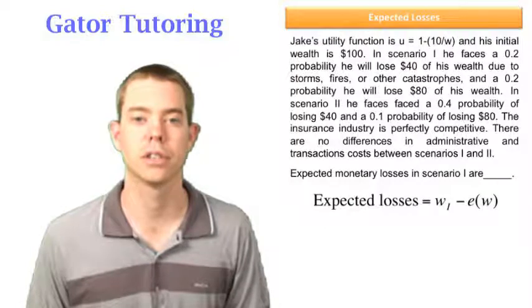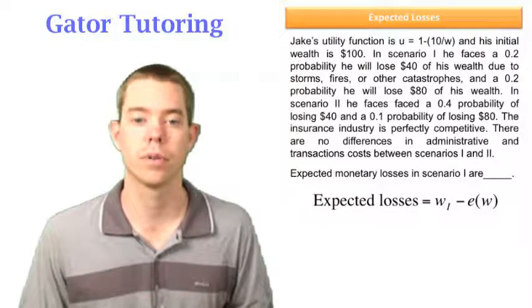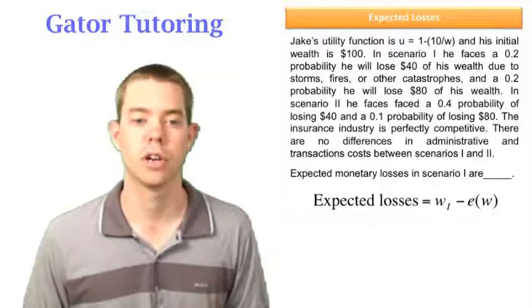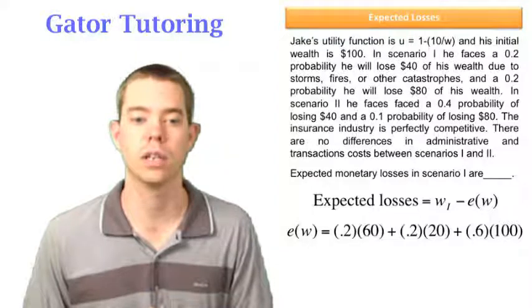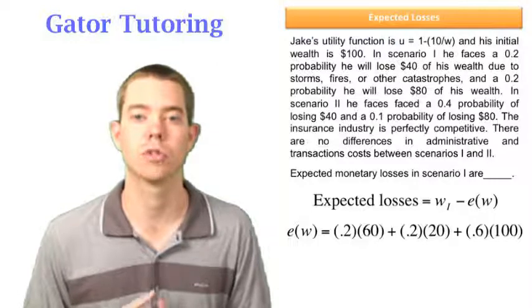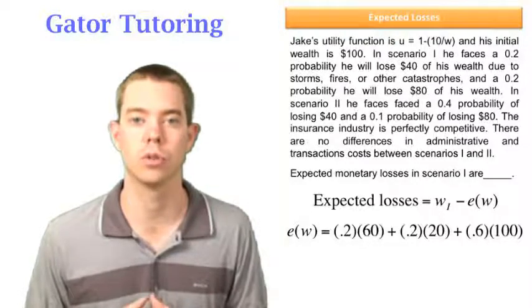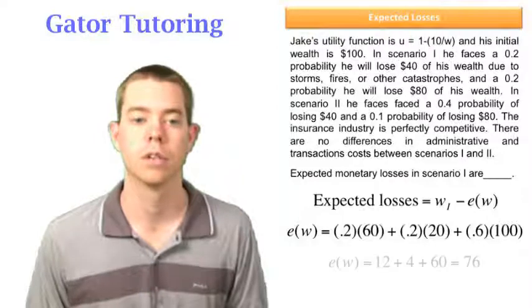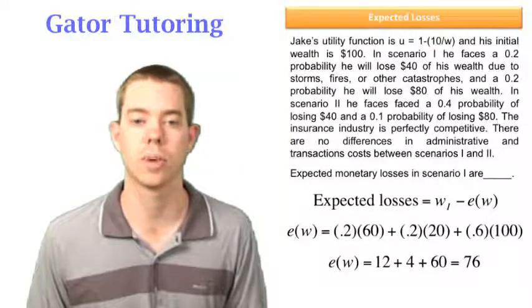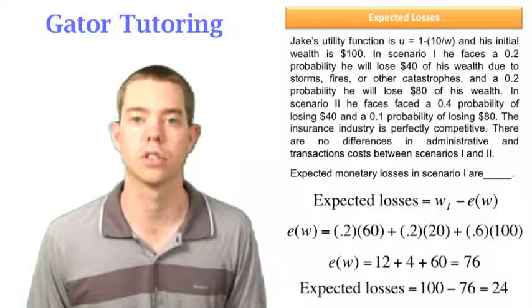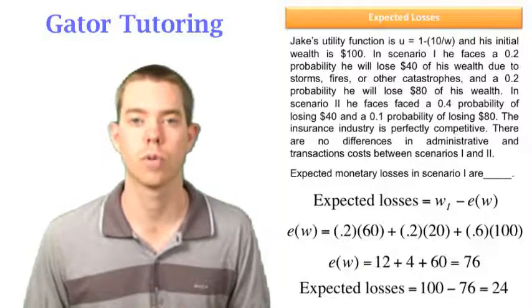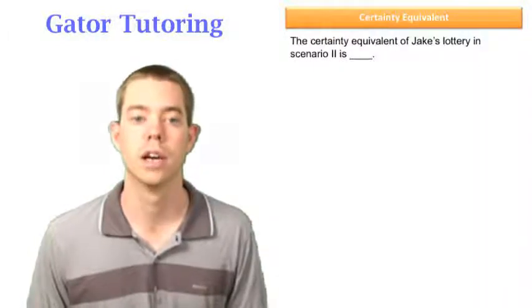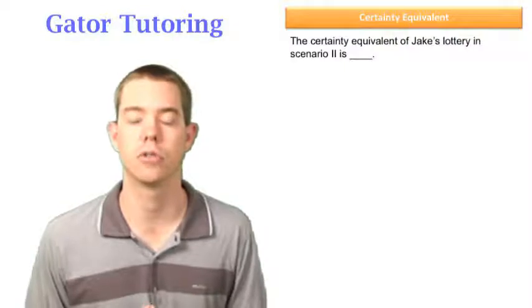Well, we know that expected losses is equal to our initial wealth minus our expected wealth. So for scenario 1, our expected wealth is the 20% chance we lose 40 and end up with 60, plus the 20% chance we lose 80 and end up with 20, plus the 60% chance we don't lose anything and end up with 100. So we solve that and we find that $76 is our expected wealth. Therefore, our expected losses is $100, what we start out with, minus what we expect to end up with, 76, or $24.